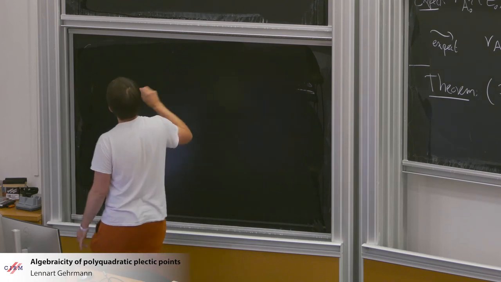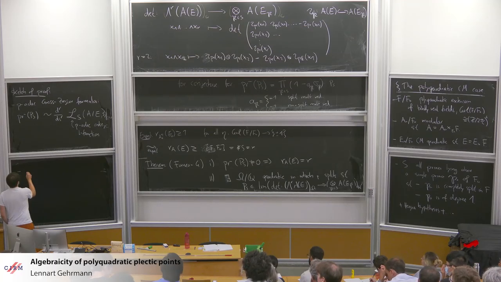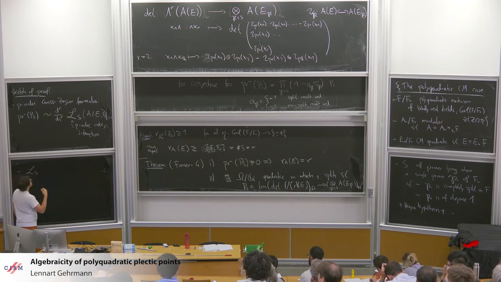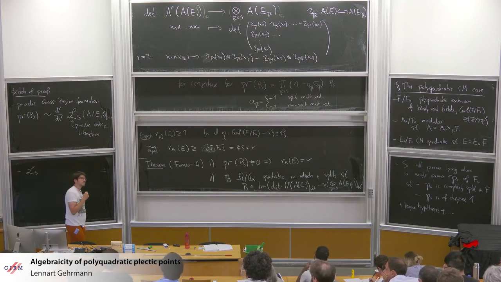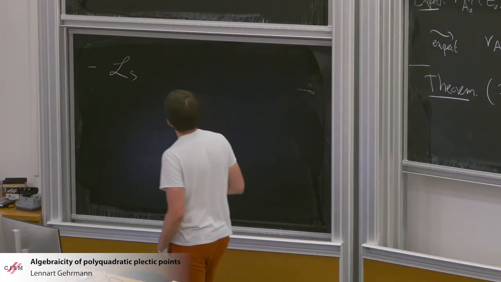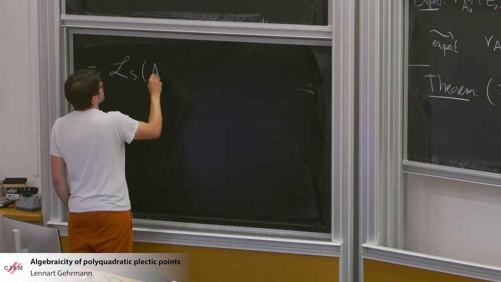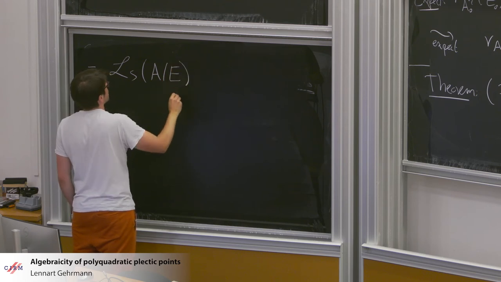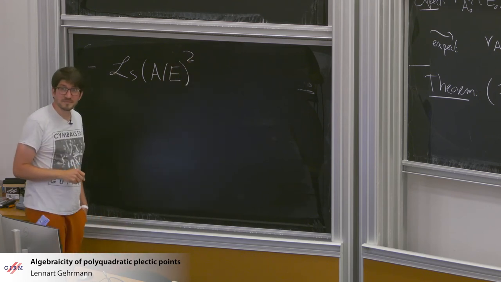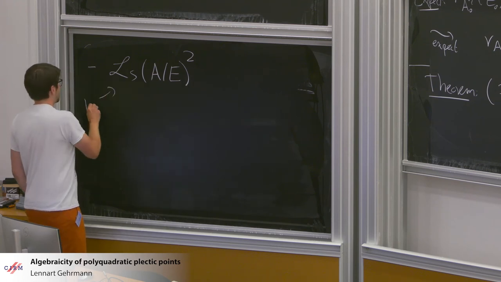So that's the first step. And then the second step is that actually this p-adic anticyclotomic L-function interpolates square roots of special values of the anticyclotomic complex L-function. So what you really get is that you have this A over E, and you have to take its square. This has really an interpolation property.